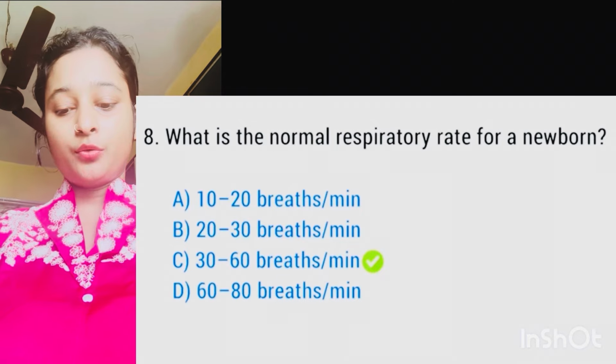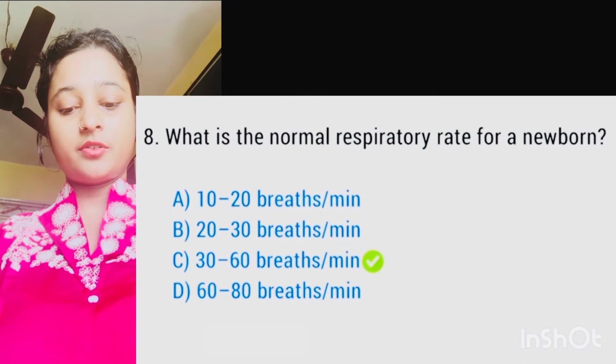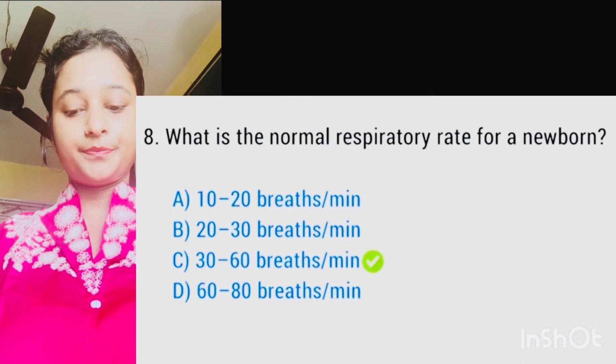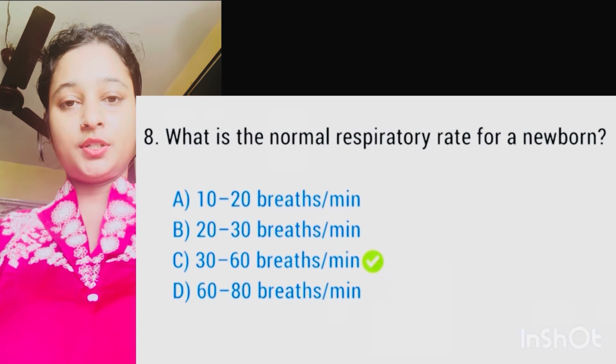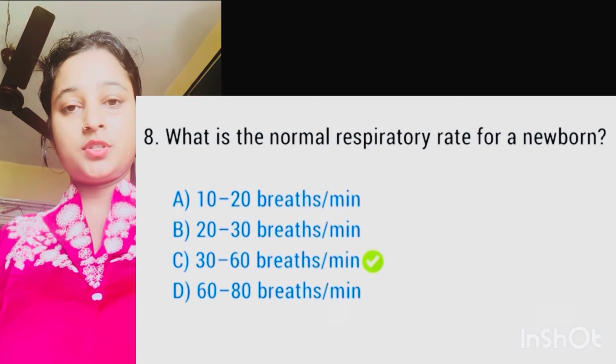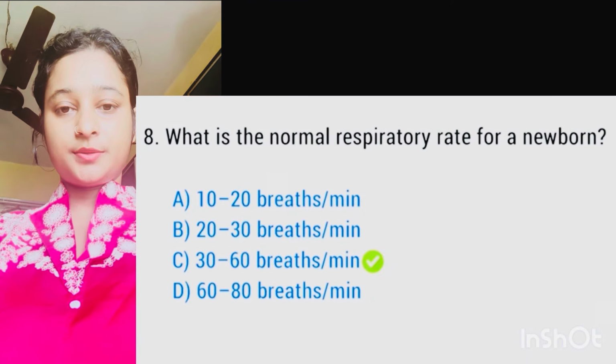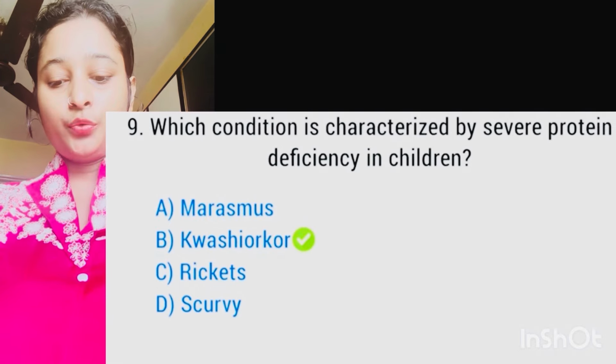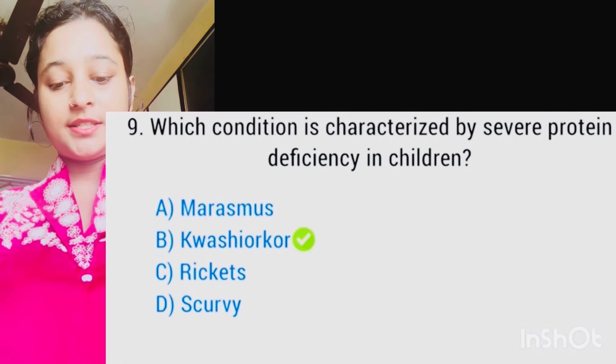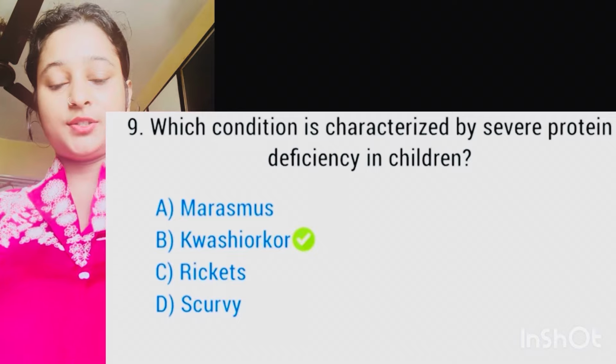Question number 8. What is the normal respiratory rate for a newborn? Here, correct option is option C, 30 to 60 breaths per minute. Question number 9. Which condition is characterized by severe protein deficiency in children?